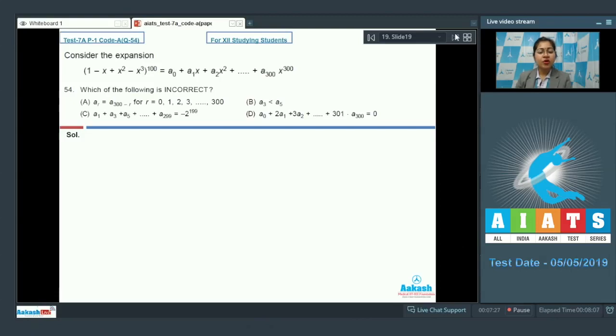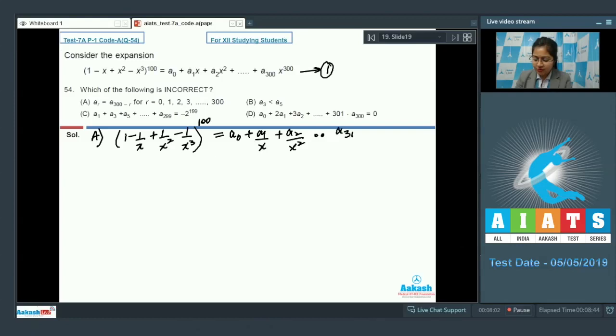Next is question number 54, which says which of the following is incorrect. So we have to check all the 4 options. Option number A says that aR is equal to a(300 minus R). Now to prove this, let us substitute x as 1 by x in equation number 1. So we will get (1 minus 1 by x plus 1 by x square minus 1 by x cube) whole raised to the power 100 is equal to a0 plus a1 upon x plus a2 upon x square and so on up till a300 divided by x raised to the power 300.